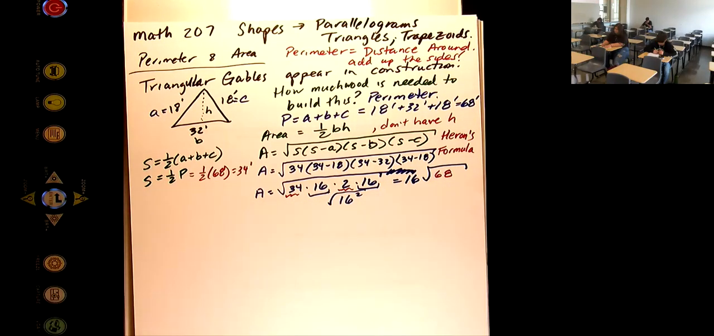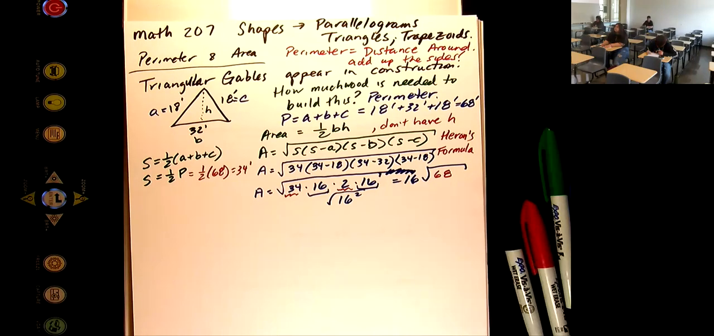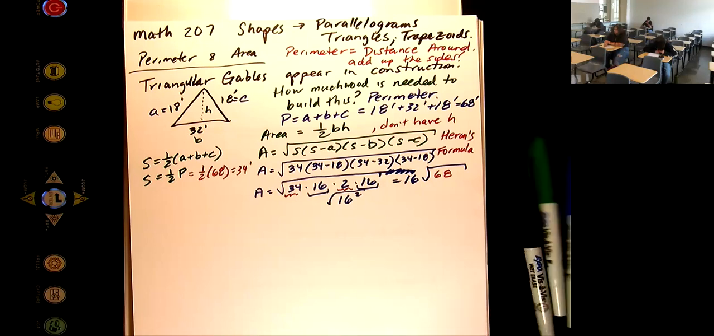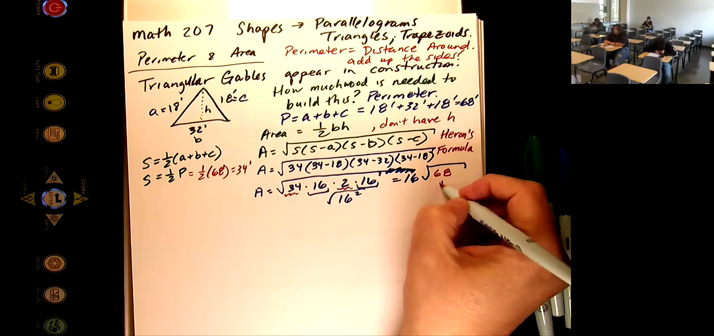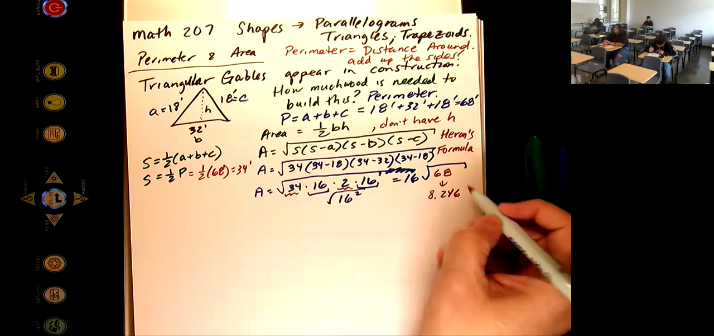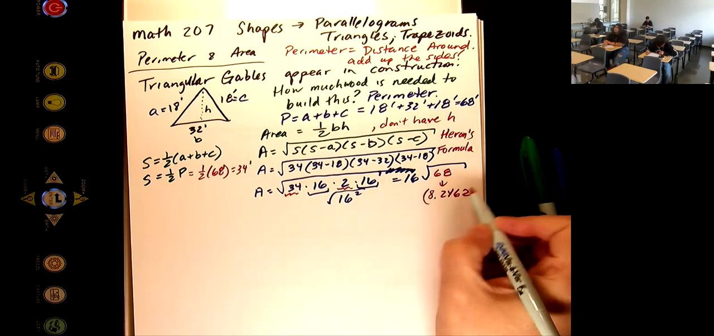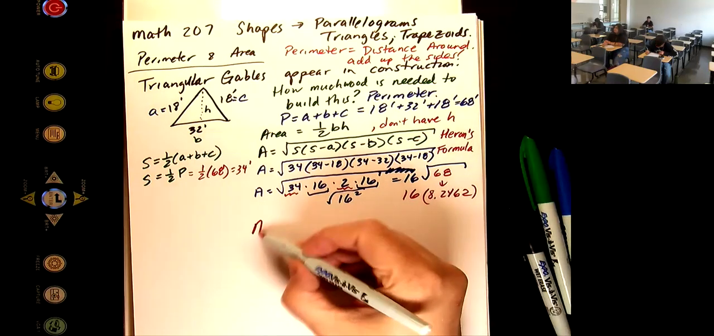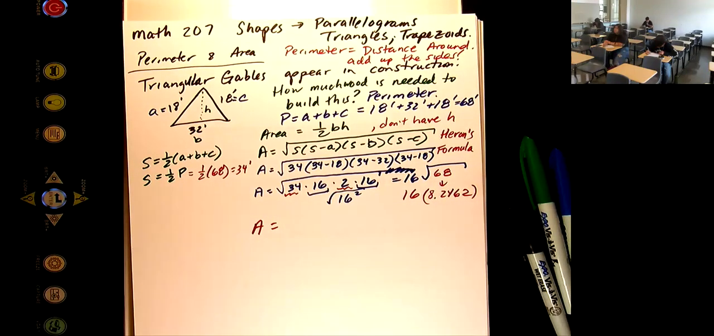I don't know what that is though, so I'm going to pull out my trusty phone. Left my phone in my pocket. No, there it is. Square root of 68 is approximately 8.246 to 3 decimal places. I'll give it 4 decimal places. Now we need to multiply it by the 16. So the area ends up being for this triangle.